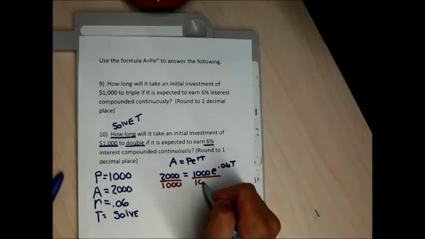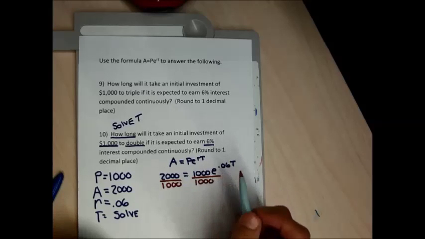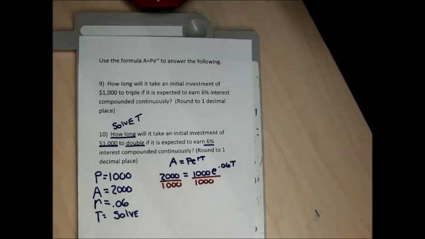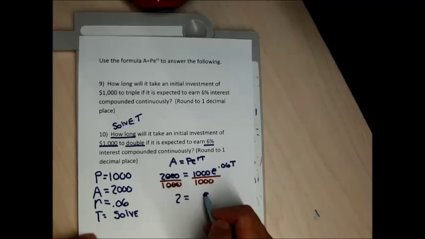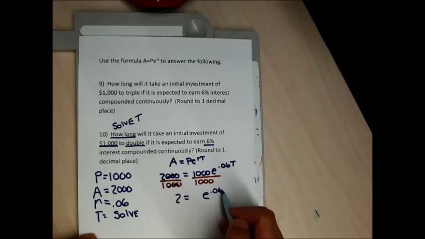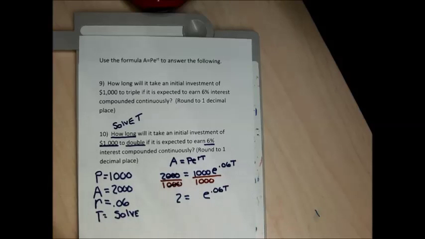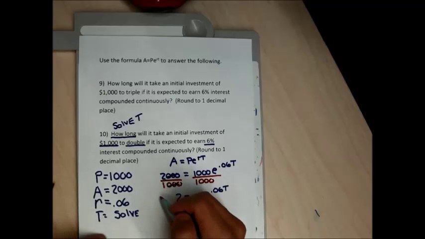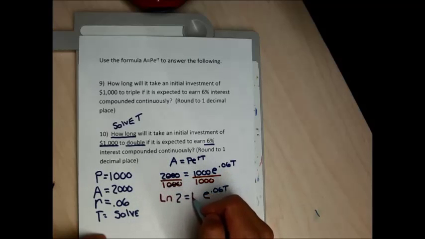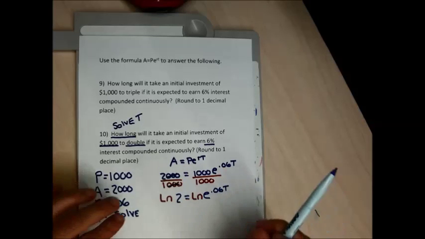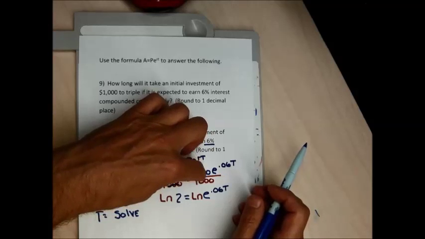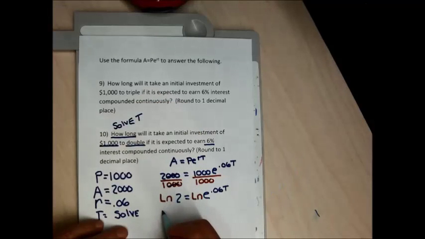So the algebraic way to get this T solved for is to first get the coefficient of 1,000 away from the e by dividing both sides by 1,000. On the left-hand side, if you do this division, you'll just get 2. Now I have an exponential equation, and to solve exponential equations, we take the logarithm of both sides. In this case, I'm going to take the natural log of both sides. So step 1, after I create the formula, divide by the number in front of the e. Step 2, take the natural log of both sides.